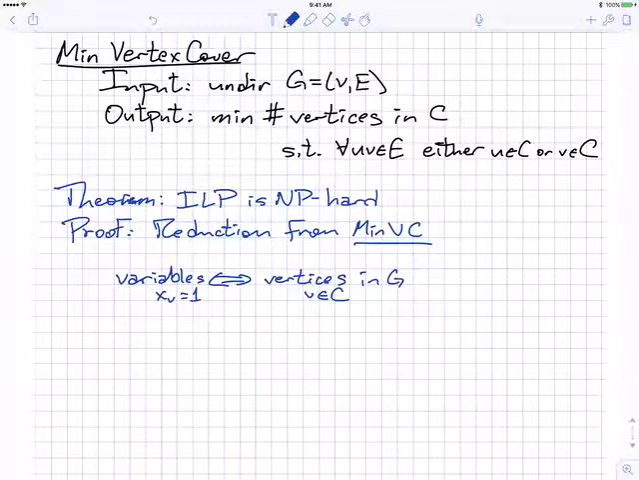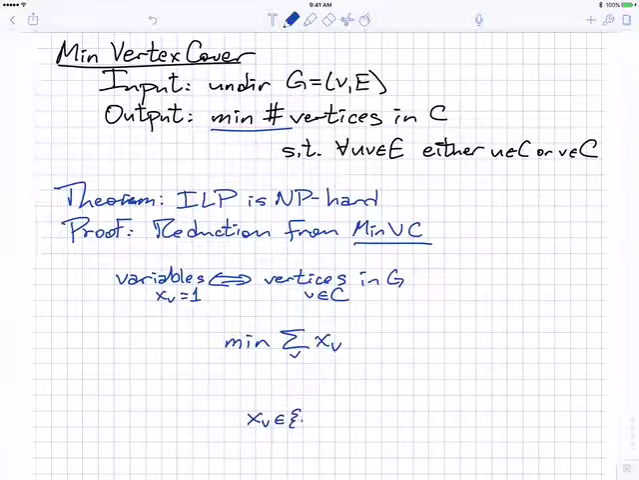So if I want to minimize the number of vertices in the cover, then my objective function is just the sum over all v of these indicator variables. I do want to write that these are indicator variables. This is, of course, shorthand for every xv is greater than or equal to 0, every xv is less than or equal to 1, and every xv is an integer.